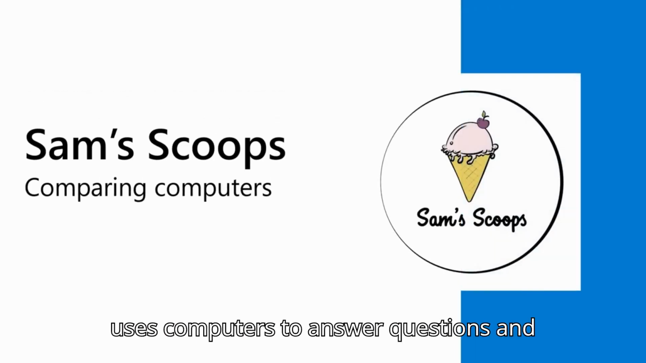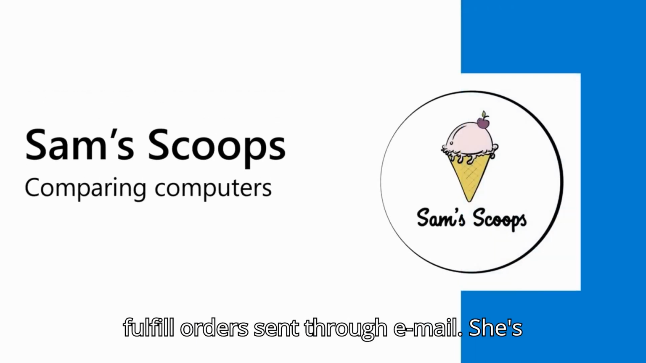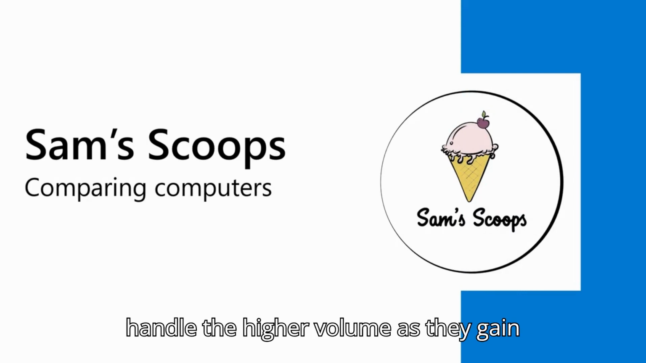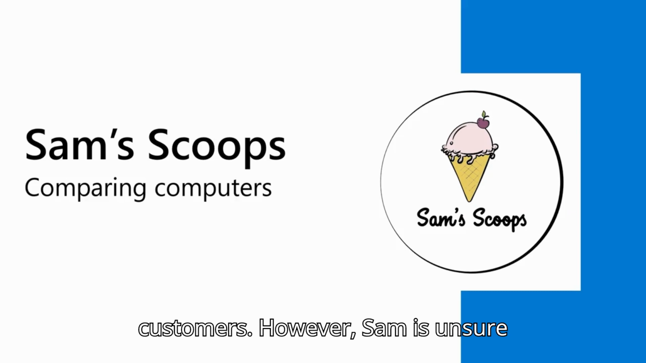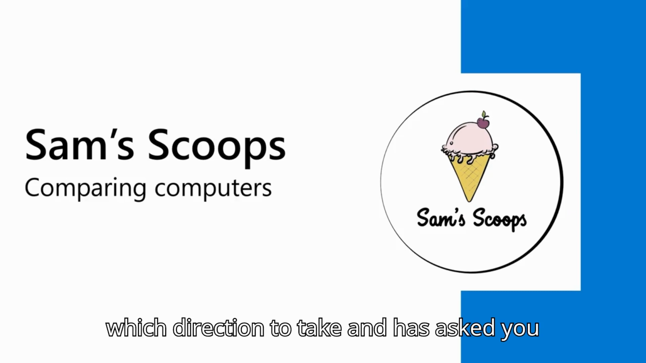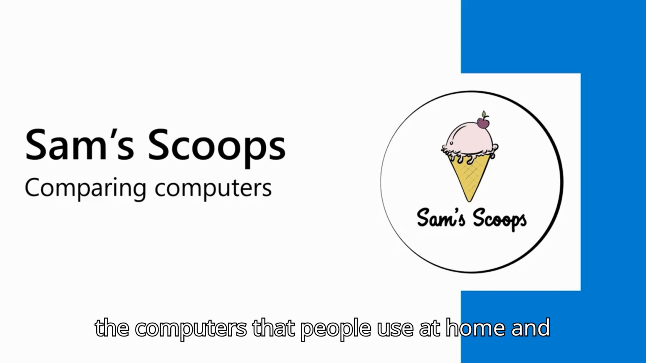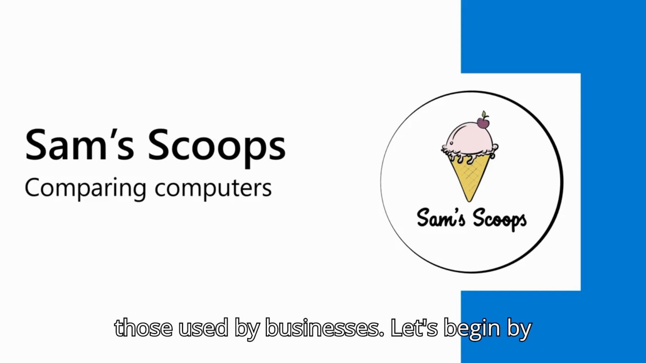Currently, Sam uses computers to answer questions and fulfill orders sent through email. She's aware that changes will be necessary to handle the higher volume as they gain customers. However, Sam is unsure which direction to take and has asked you to help define the differences between the computers that people use at home and those used by businesses.